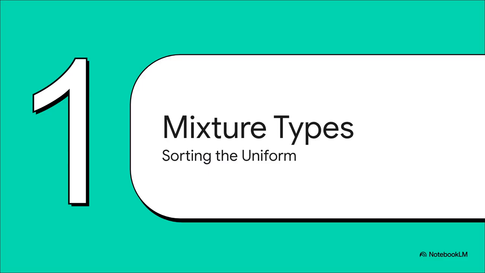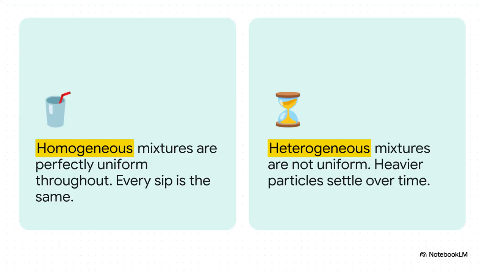Let's dive right into Section 1, Understanding Different Mixture Types, Sorting the Uniform from the Messy. Okay, so right off the bat, there's a clear divide in how things mix together. On one side, we've got homogeneous mixtures, which we also call solutions. These are perfectly uniform throughout. Every single sip of a well-mixed sugar solution or a soda is exactly the same.